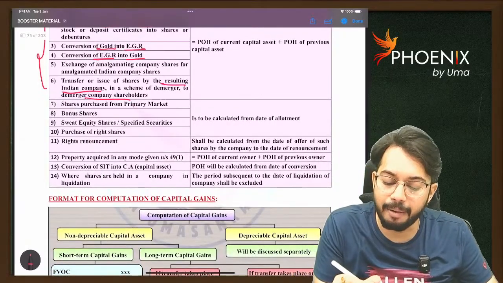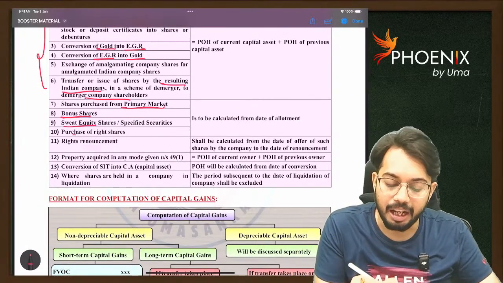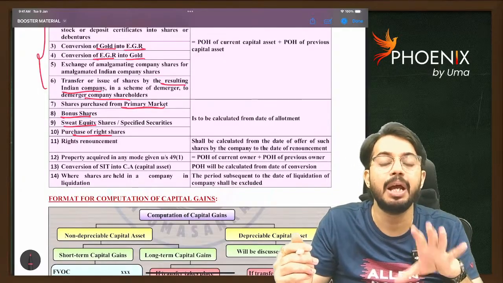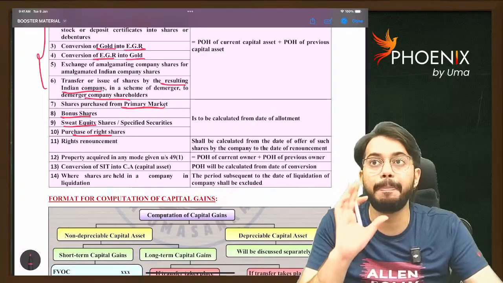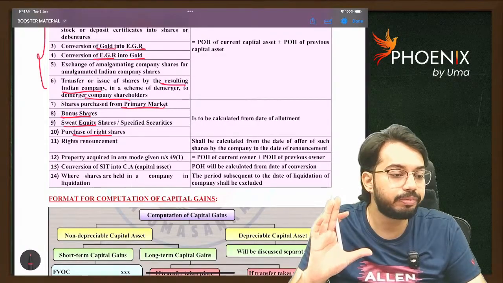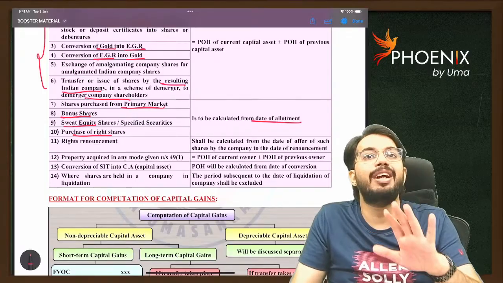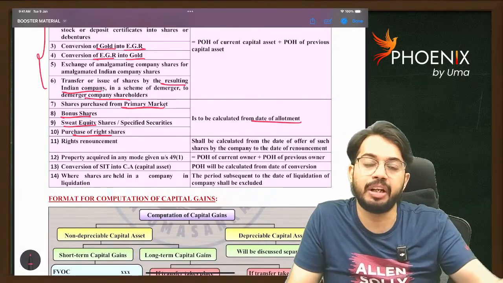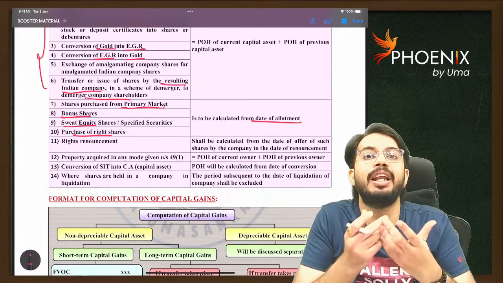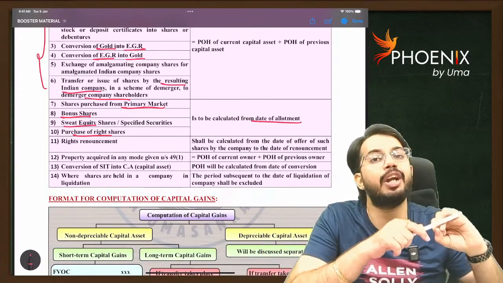Shares acquired from primary market, bonus shares, sweat equity shares, right shares. For all these shares, period of holding is equal to the date of allotment. See, when you purchase shares from primary market, you will make application, then company will allot. So there is no date of purchase. There are only two dates: date of application, date of allotment.